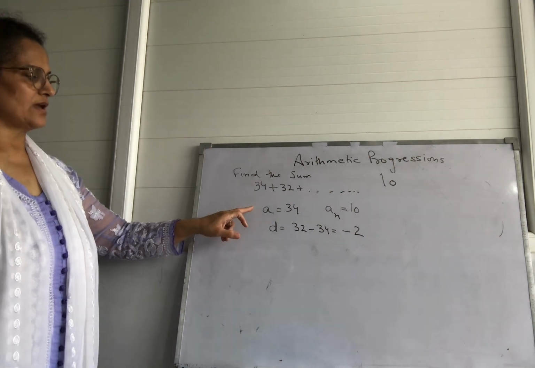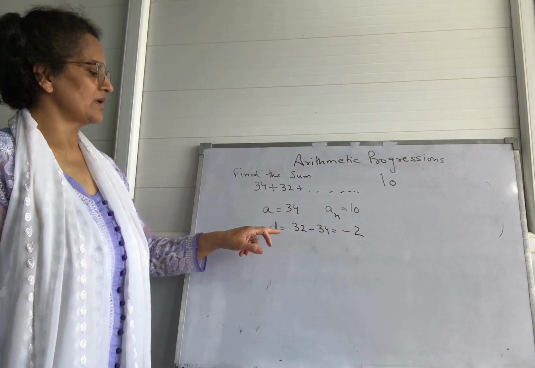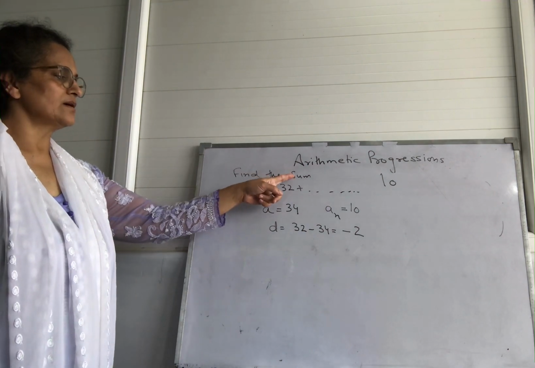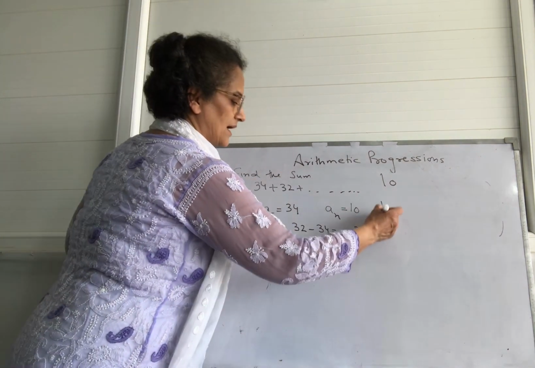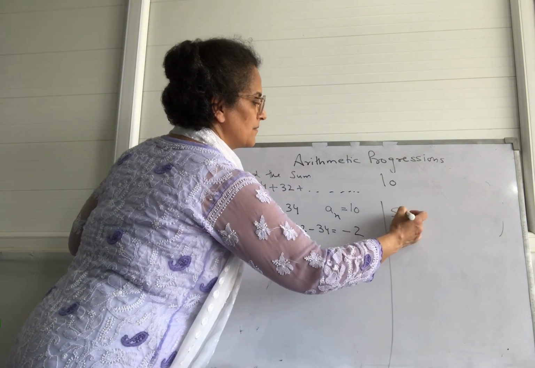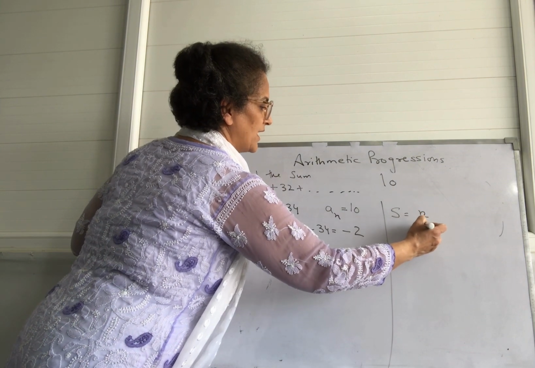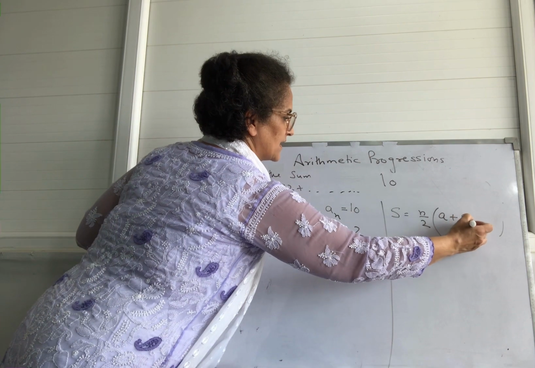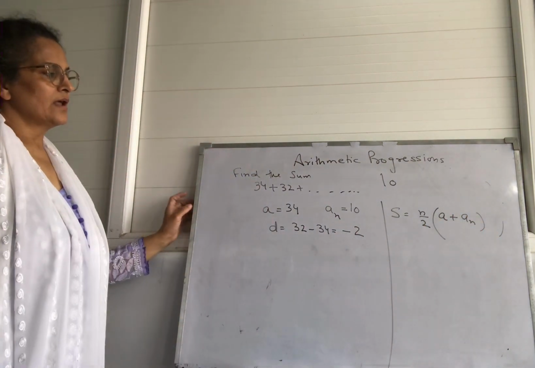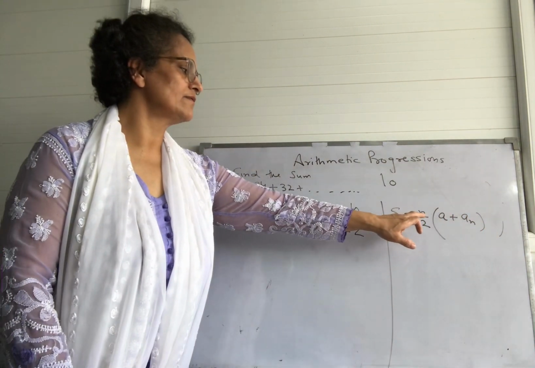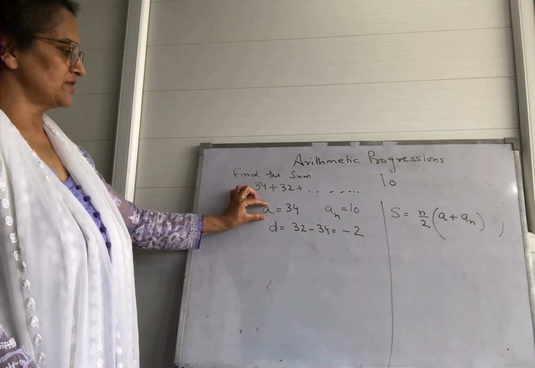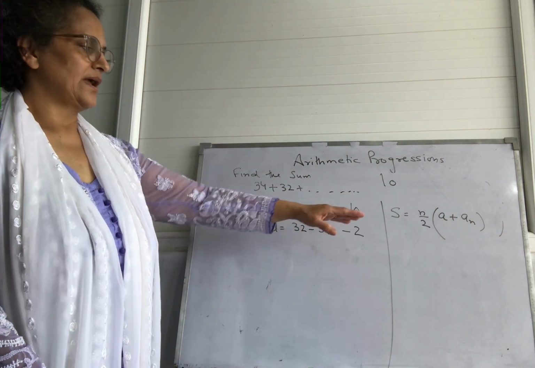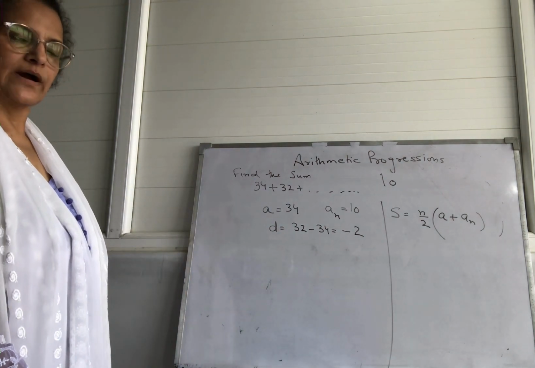So I have A with me, I have AN, and I have D with me, and they want us to find the sum. Now let's write the formula. Sum is n by 2 (A plus AN), right? Now see, I don't have n with me. I have A with me, I have AN with me, I don't have n with me. So how will I find n?